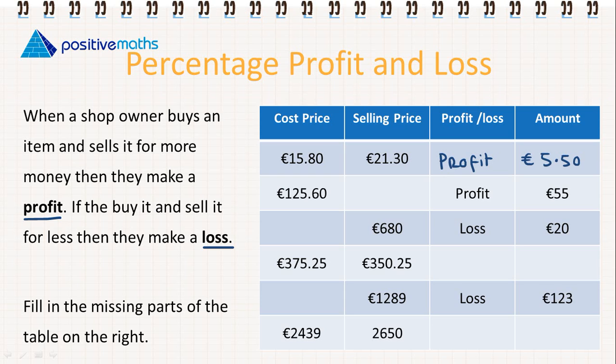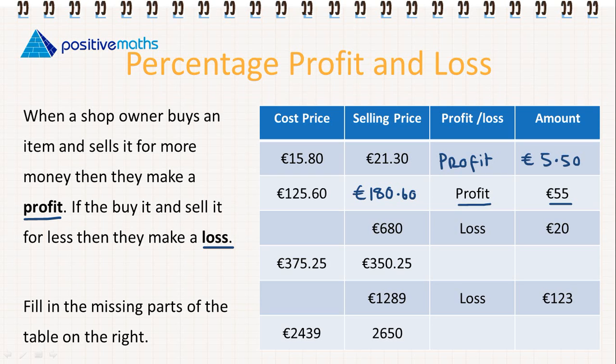Okay, the next line down. The cost price is $125.60. We don't know the selling price, but we know it was sold for a profit, and the profit was $55. So in order to find the selling price, we need to add $125.60 plus our 55 to find our selling price. So that will be $180.60.